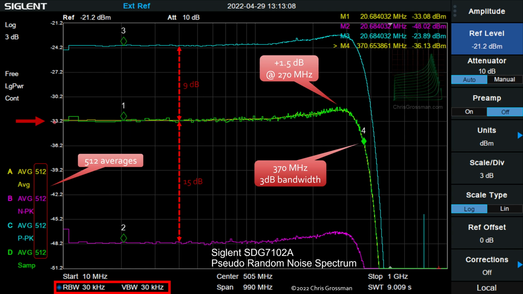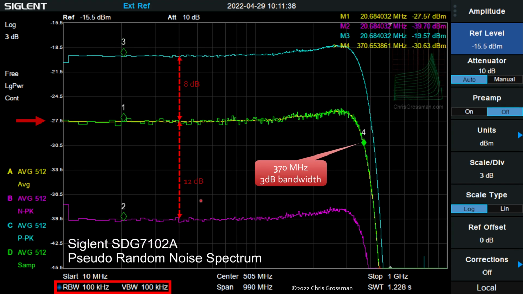So at 30 kilohertz, we're getting minus 33.2 dBm out of the unit. We can see that there's about a 1.5 dB rise at 270 megahertz, and the 3 dB bandwidth is 370 megahertz. And the peaks are 9 dB above, and the lows are 15 dB below the average level.